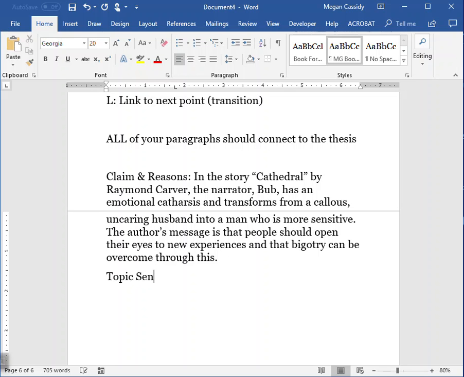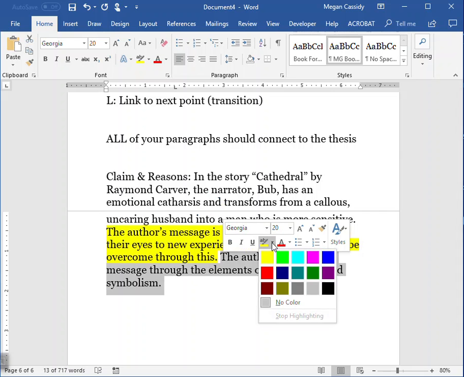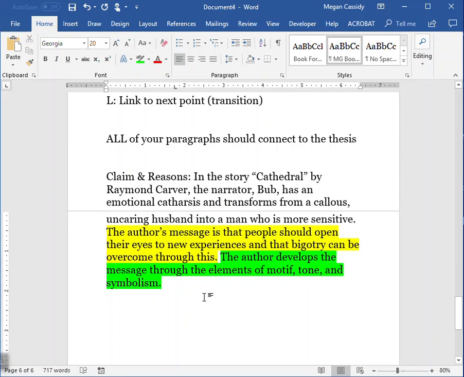My topic sentence, that's my claim. My reasons are the author develops the message through the elements of motif, tone, and symbolism. Okay, so I'm going to highlight, there's my claim, there are my reasons, right like that. So topic sentence.